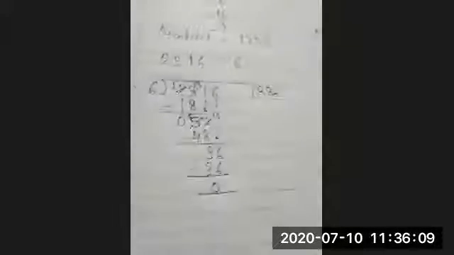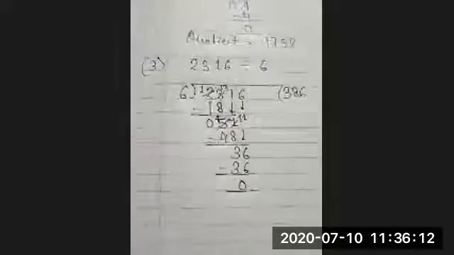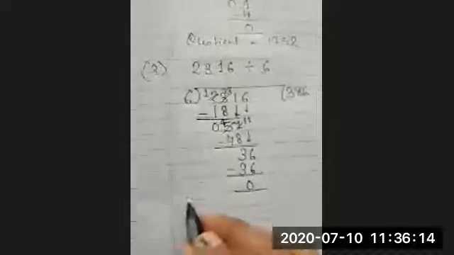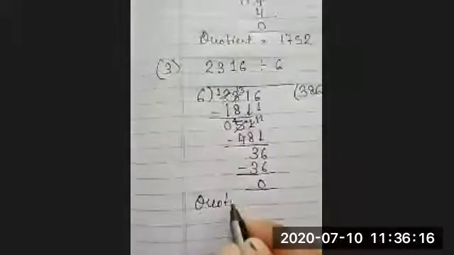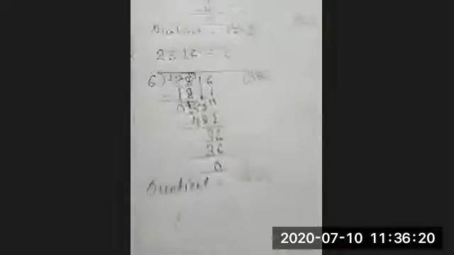Complete the question number 3 also, everyone. Is it visible to everyone? And what is the quotient here? Quotient is 386. Ma'am, 368.